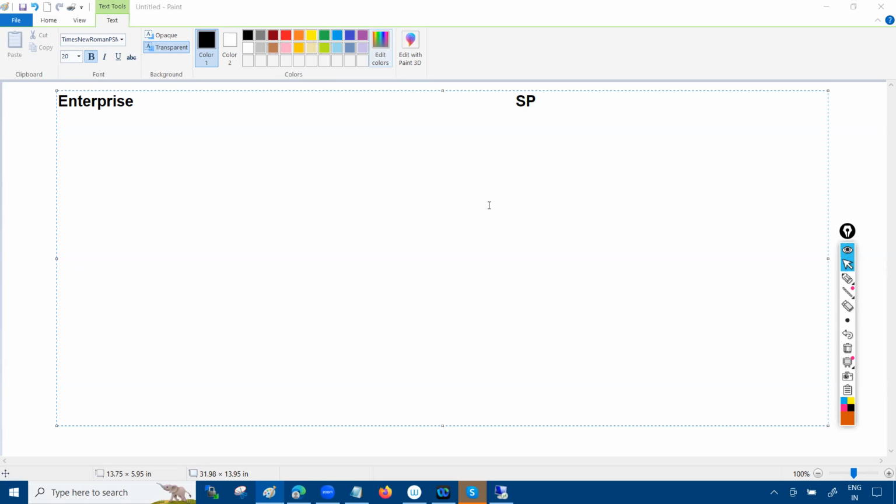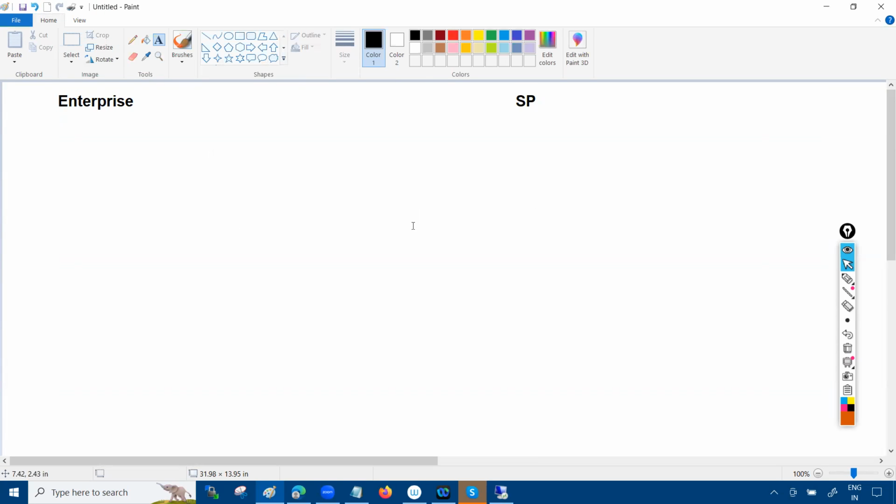So the name itself is saying that service provider means I'm going to provide the services. That's the meaning of service provider. And enterprise means that, even in the enterprise network, we are going to provide the services to the customer network. So let me quickly differentiate these two things, because this is a very important part.